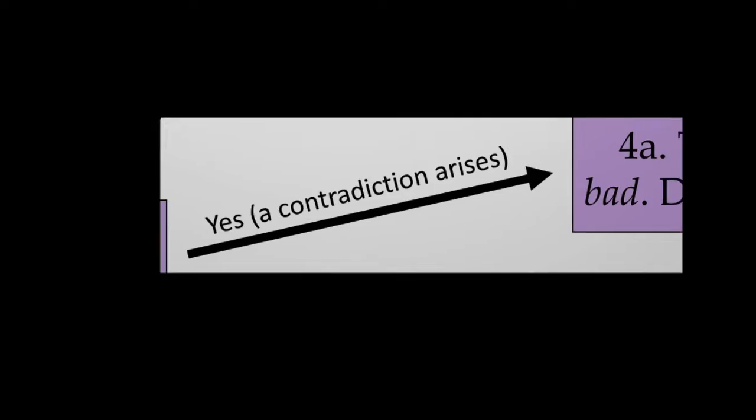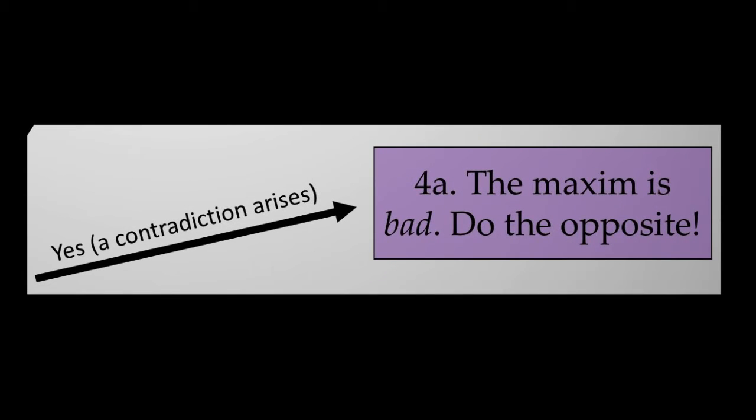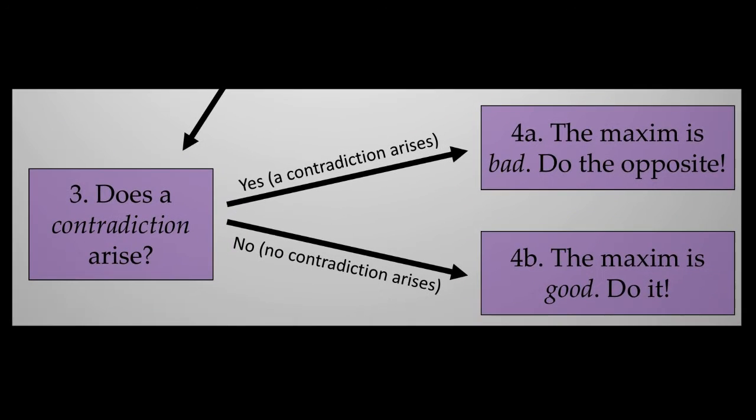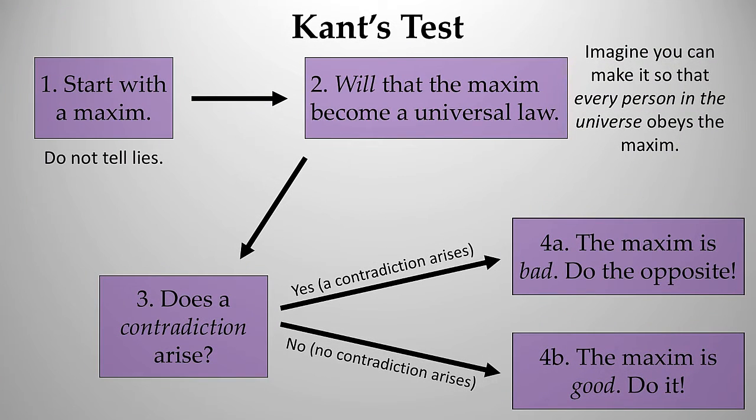If a contradiction arises, then the maxim is a bad one. So I have to throw it out and do the opposite. If there is no contradiction, then that maxim is something that morality demands I do. So again, let's just use an example to illustrate how this contradiction stuff is supposed to work.